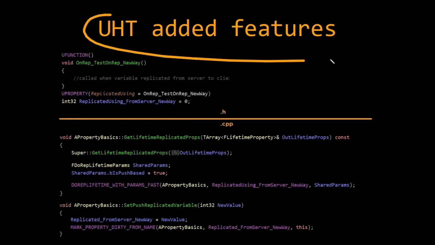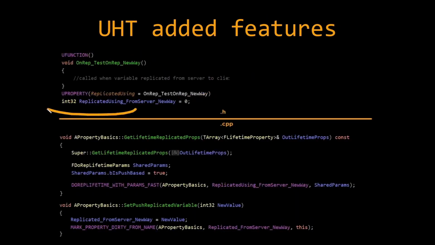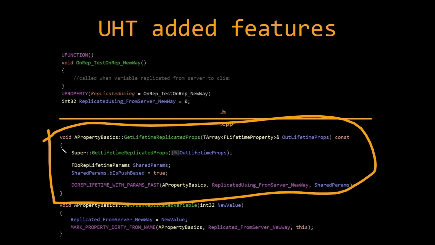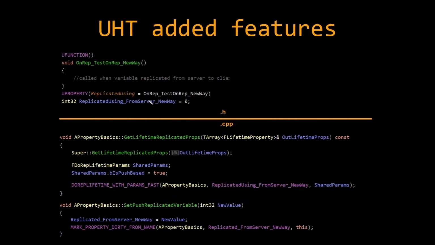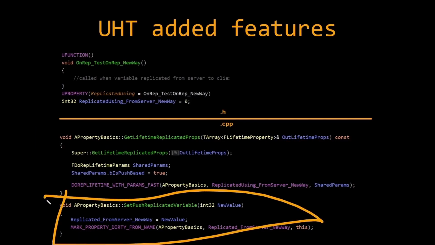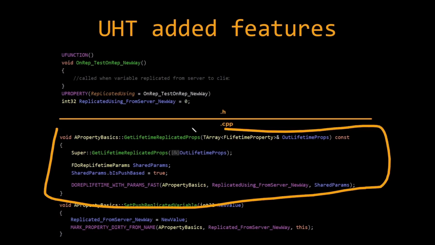And it also adds features like an onRep callback for when this variable replicates down from a server. In the CPP file, we do a little bit of setup, but we're not ever actually doing the setup for this onRep. That's not mentioned down here at all in this lifetime property setup. This is just marking the property dirty so it knows to replicate, and this is just setting up some properties about this replicating using the push model.